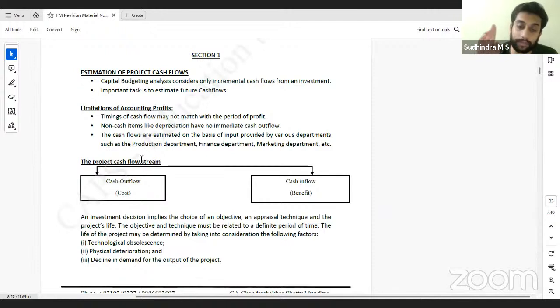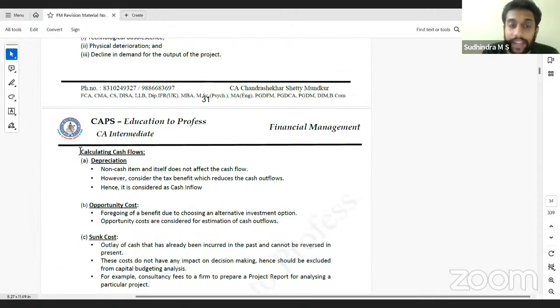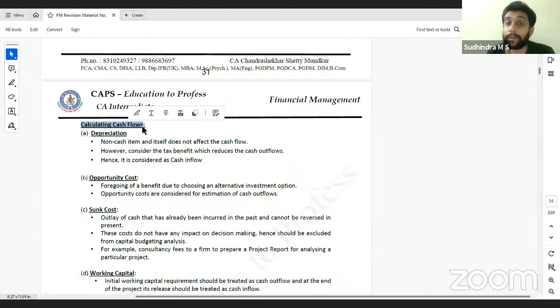When I say cash flows, there are two types: cash outflow and cash inflow. Correct? Cash outflow normally happens at the initial stage. There might be some incremental or additional investment required during the life. Cash inflow will happen throughout the life of the project. So in calculating cash flows, there are certain aspects.